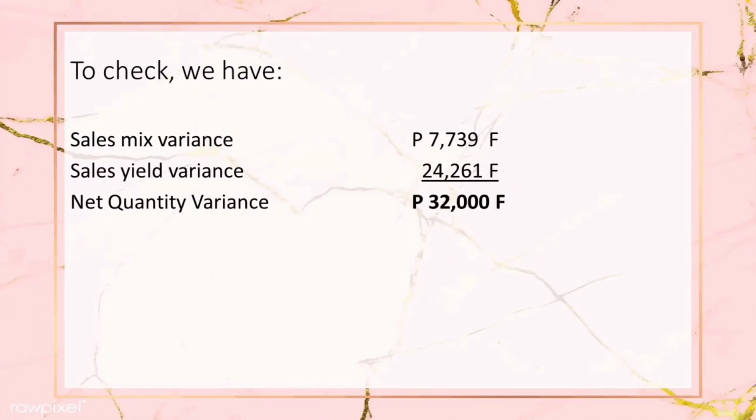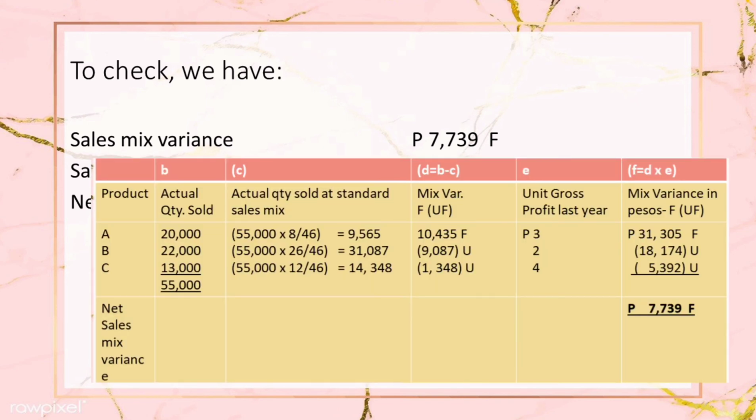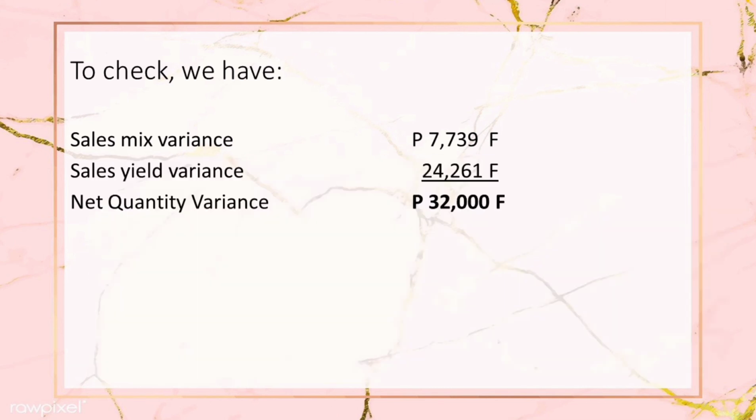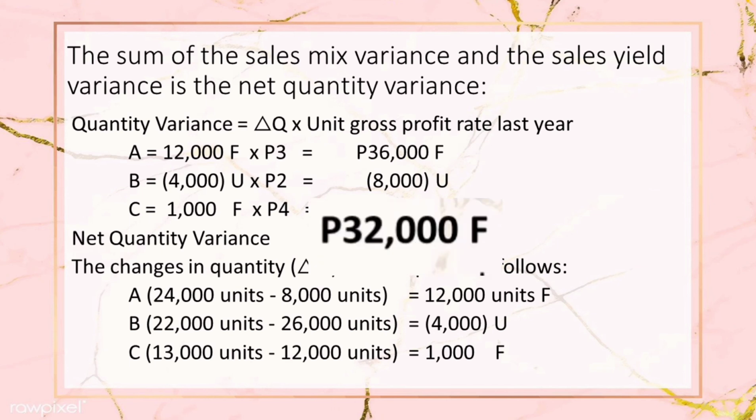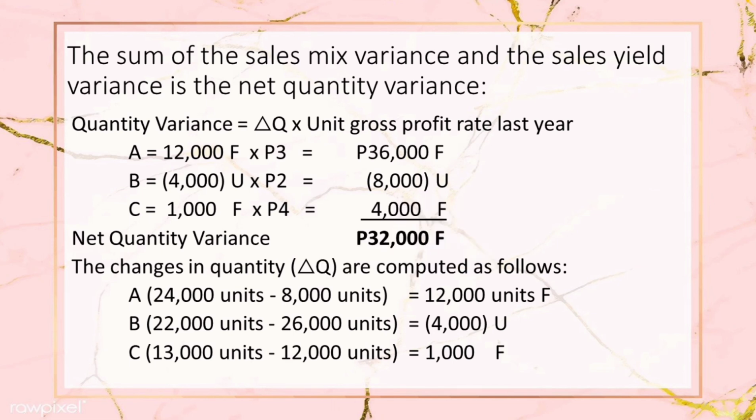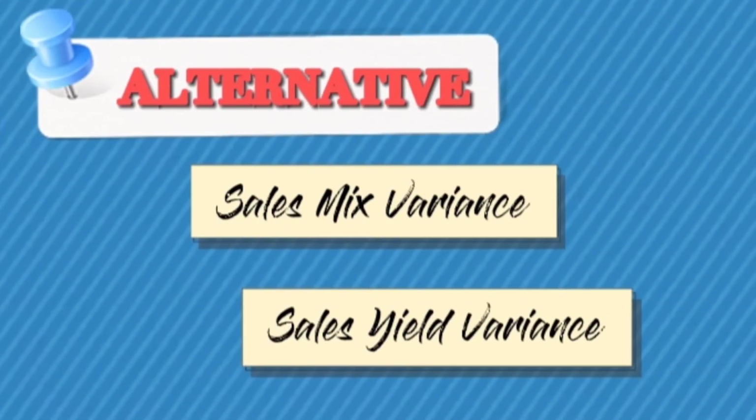To check if the net quantity variance is the same, we add the sales mix variance and the sales yield variance. We have the sales mix variance of 7,739, which you can see in the table, and the sales yield variance of 24,261. The sum of these two results in a net quantity variance of 32,000, which is actually the same as getting the quantity variance or net quantity variance of 32,000. So those are the alternative ways of computing the sales mix variance and the sales yield variance.